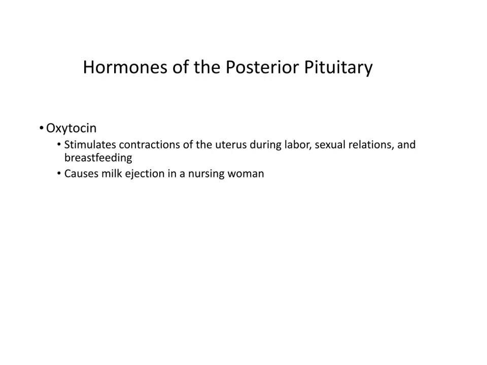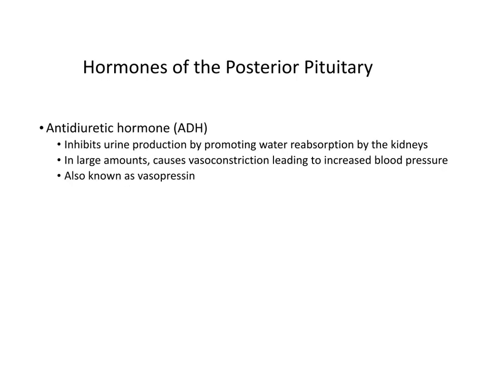So the posterior pituitary produces oxytocin, which stimulates contractions of the uterus during labor and then is also used in sexual relations and breastfeeding. And it also causes milk ejection in a nursing woman, so it works together with prolactin. And then antidiuretic hormone inhibits urine production by promoting water reabsorption by the kidneys, hence antidiuretic. And in large amounts, it causes vasoconstriction, and so that's of your blood vessels. That leads to an increase in blood pressure, and it's also known as vasopressin.